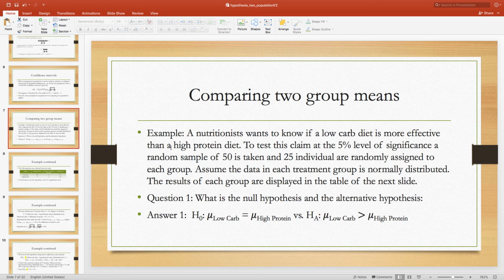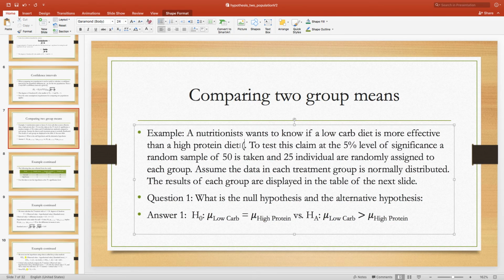So the null hypothesis is always a statement of equality, that the two diets are equally good. And the alternative is what the nutritionist suspects. They believe that the low-carb diet is more effective than the high-protein diet at losing weight. So that should be specified.